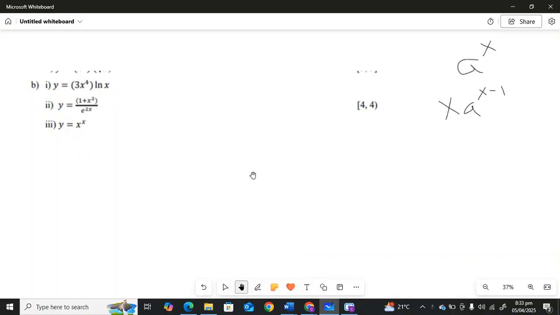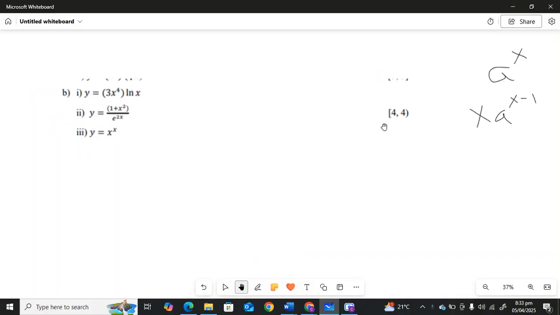Okay, so here we've got a question. We have to derive this one here: y equals 3x to the power 4, natural log of x. Whenever you see two terms that are not similar, a natural log and an algebraic term, close together like this, then you know you're using the product rule.